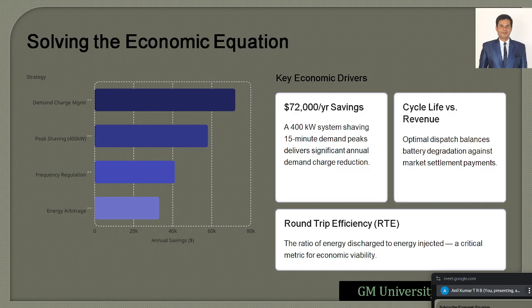So during that time you can have the peak shaving for 15 minutes. You can give supply from the batteries.